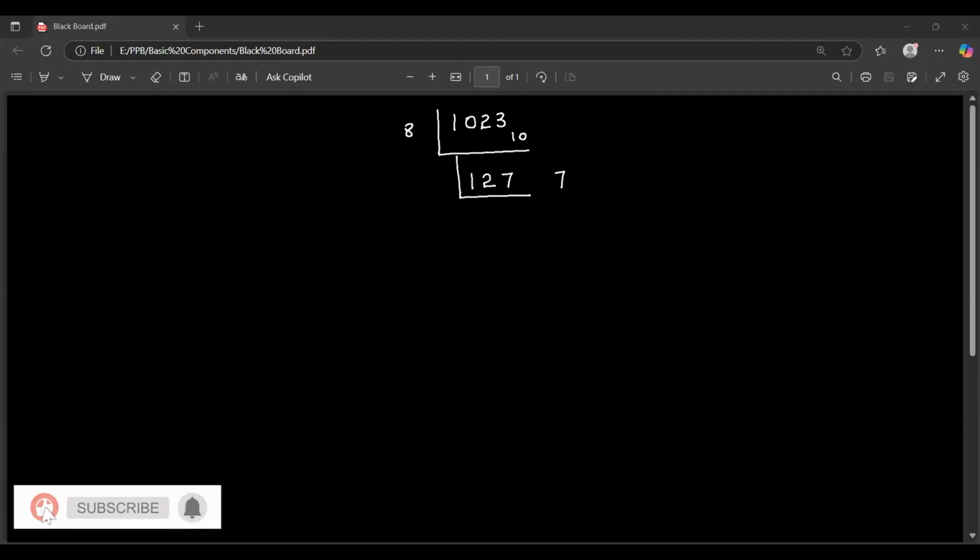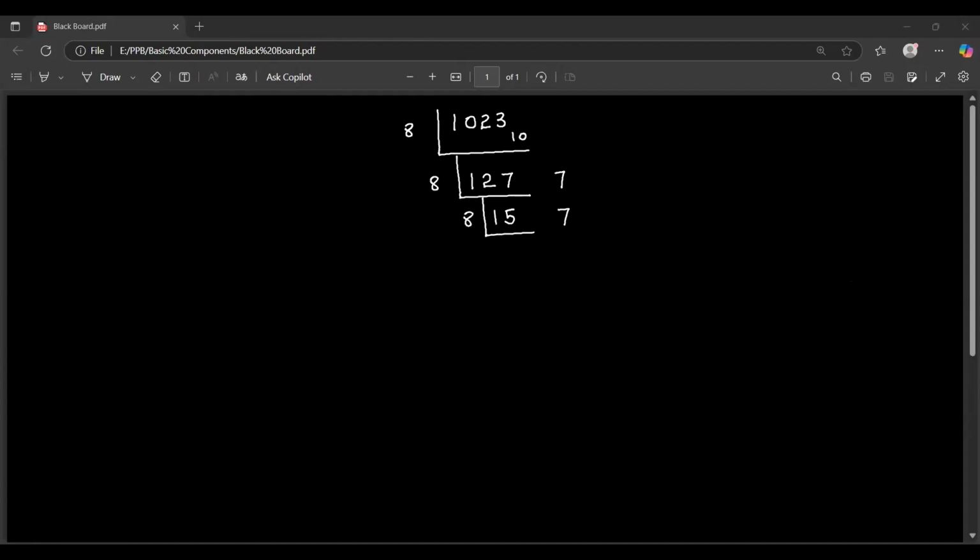You can divide it again. If you divide it again, you'll get 1 and then you have 47, so it will be 5. The remainder will be 7. You can divide it again. If you divide it again, you will get 1 and the remainder 7. So the answer will be 1777 to the base 8. So 1023 in the decimal number system can be written as 1777 in the octal number system.